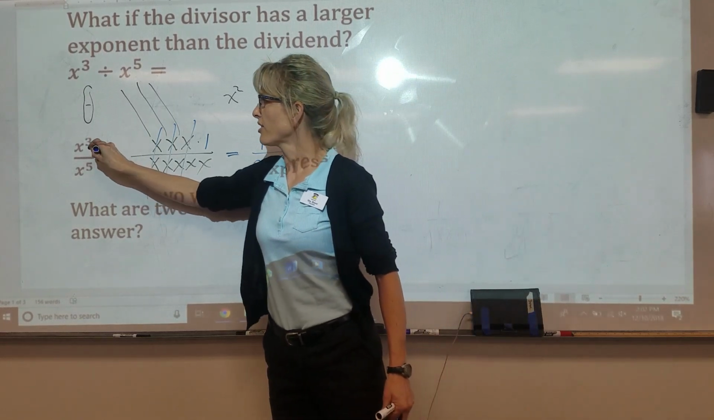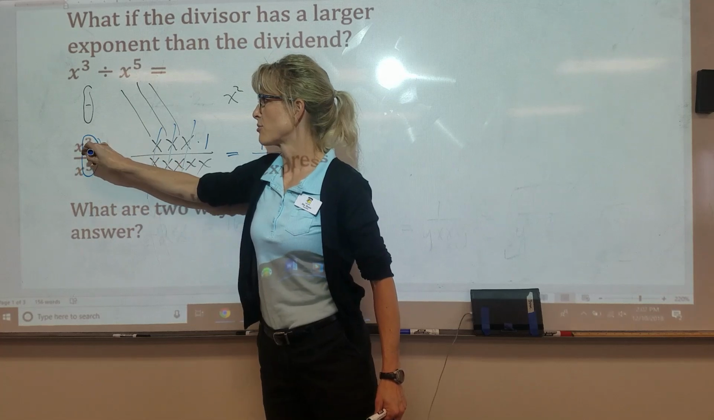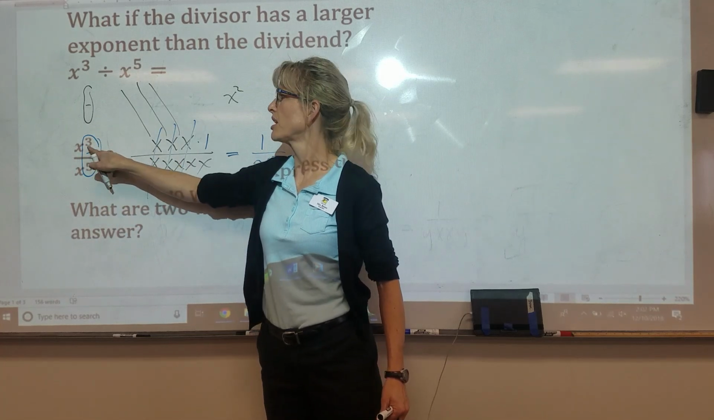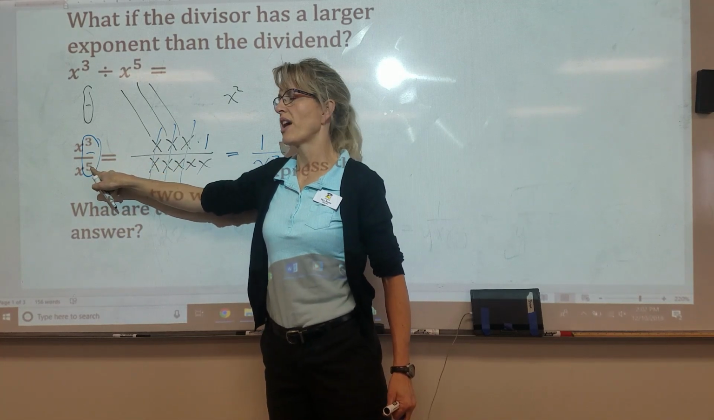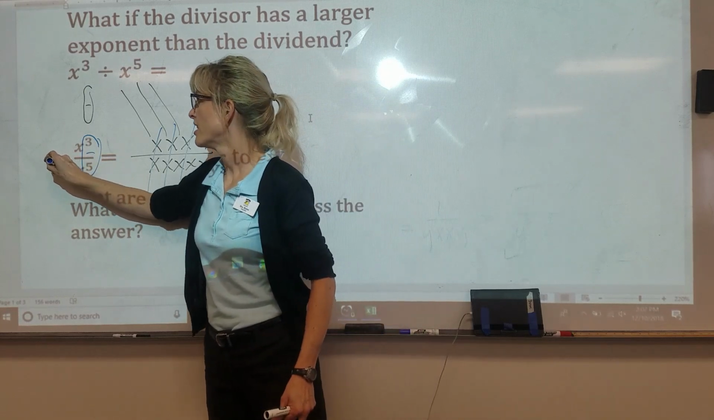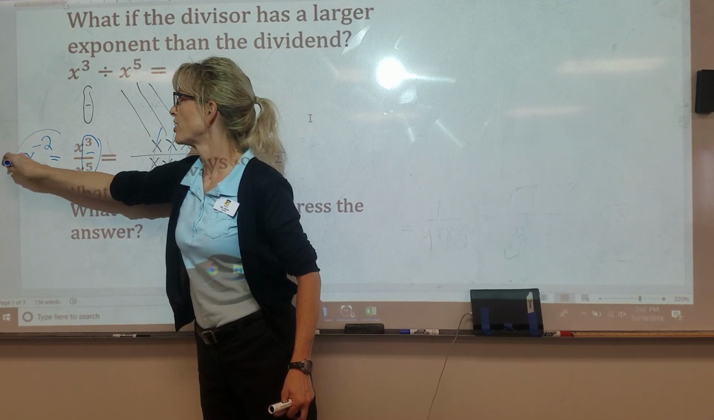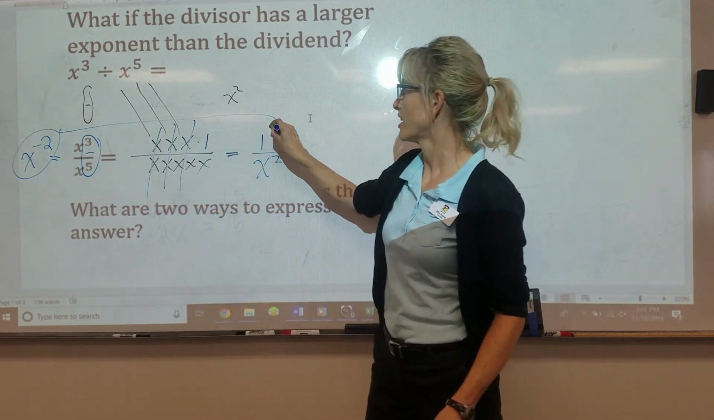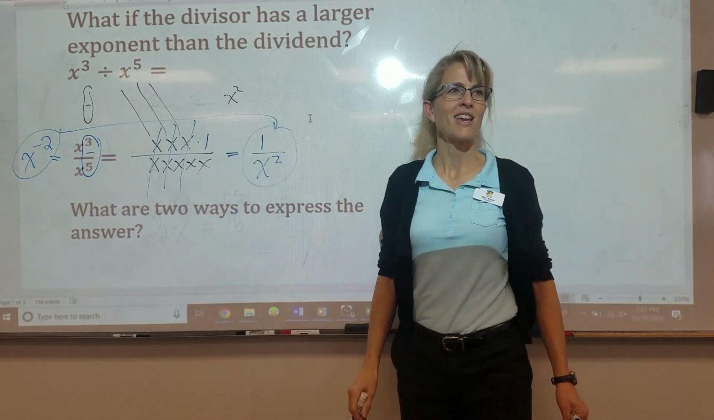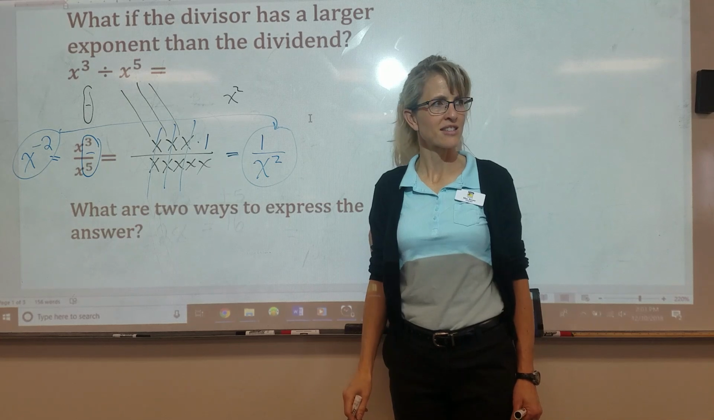So wait, I thought the law of exponents said to subtract these. 3 minus 5. Well, that would give me x to the 3 minus 5, which is negative 2. So wait, you're saying this and this are the same? Yes, I am.